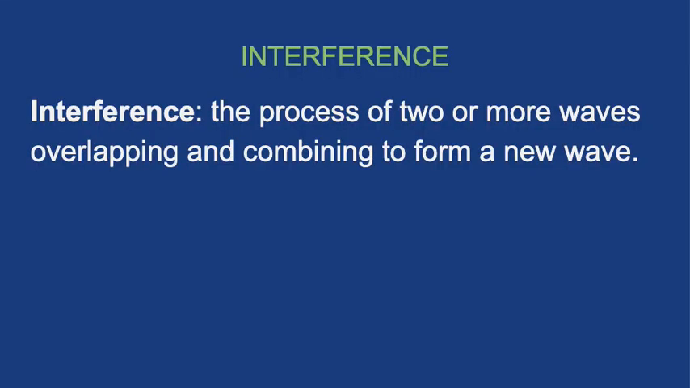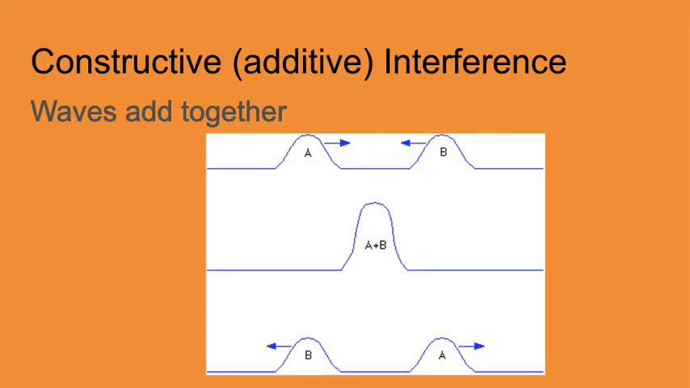Another thing that can happen with waves is that they can interfere with one another. Interference simply is the process of two or more waves overlapping and combining to form a new wave. There are two different types of interference that we're going to talk about. The first type is called constructive or additive interference. When this happens, waves get added together.